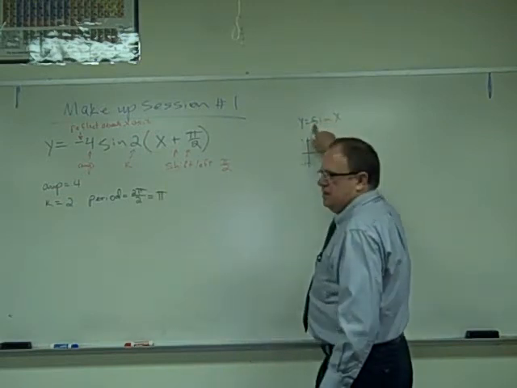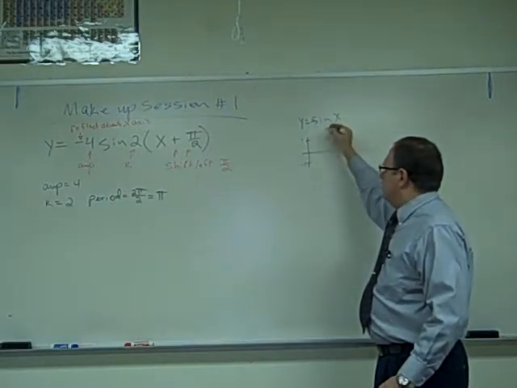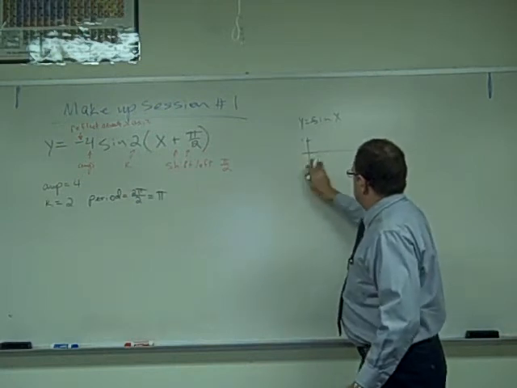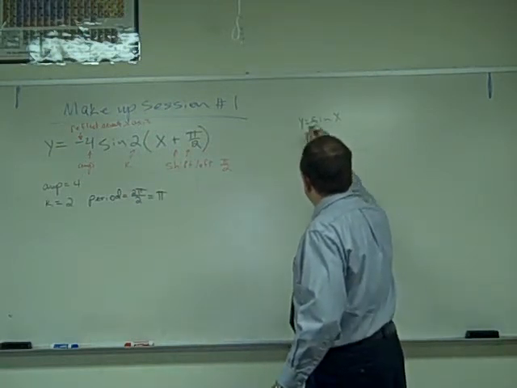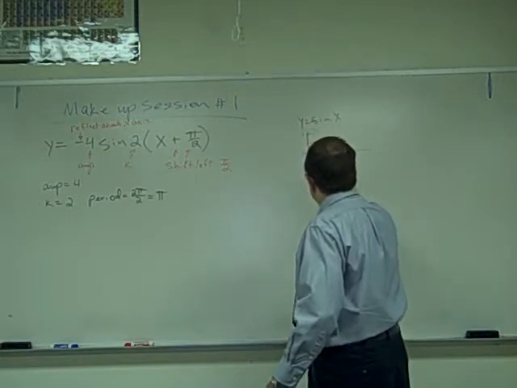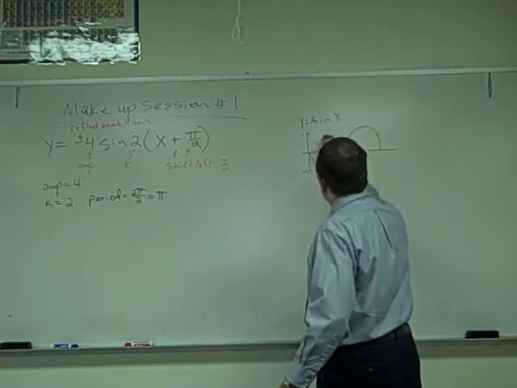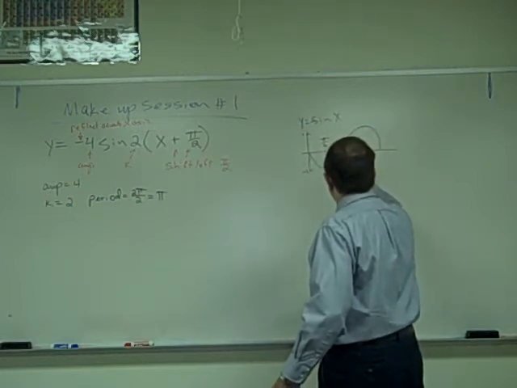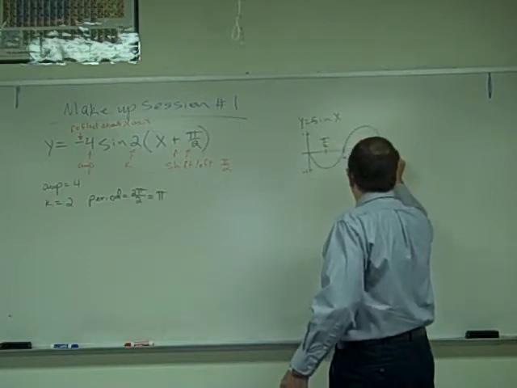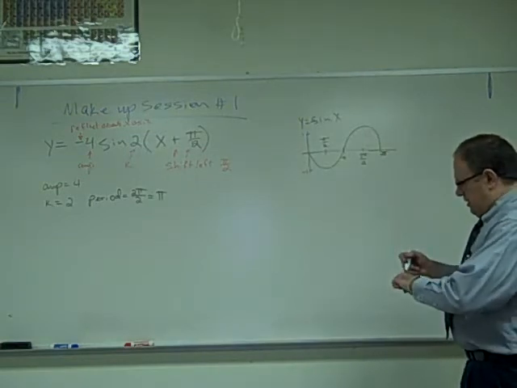The negative tells us that we're going to reflect, right? So that means we're going to start going up or down? Down. Going down, right? Let me make this bigger. Down and then up. And so here's pi over 2, pi, 3 pi over 2, and 2 pi. Okay?